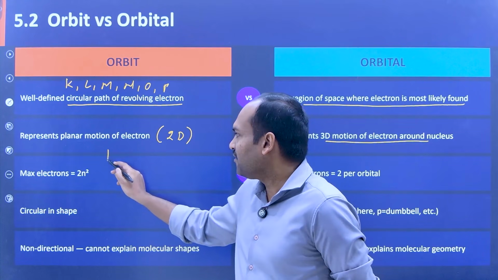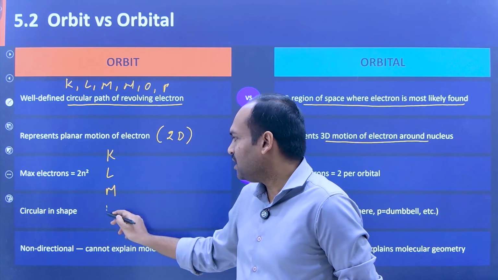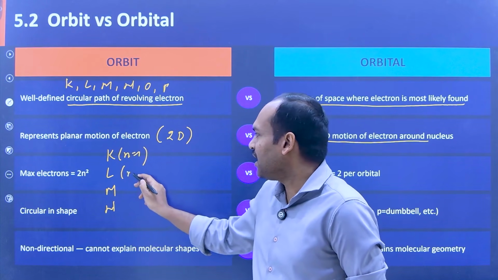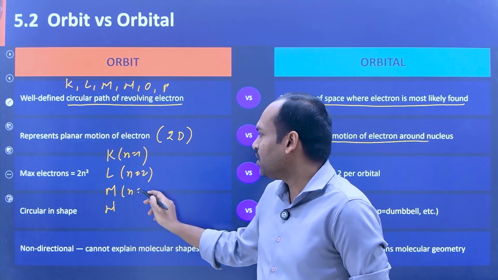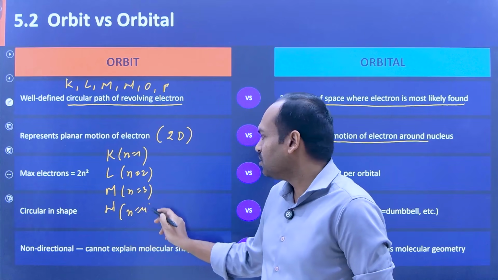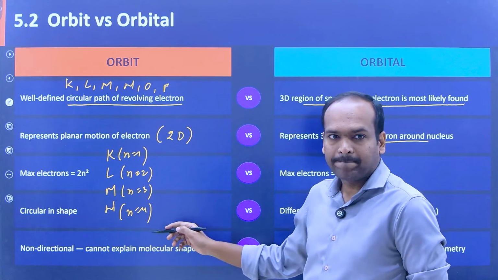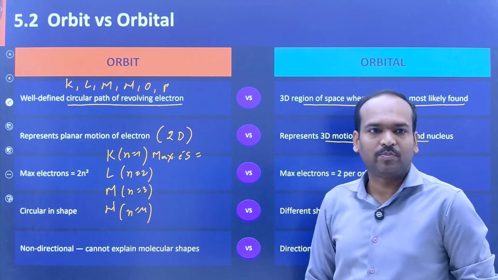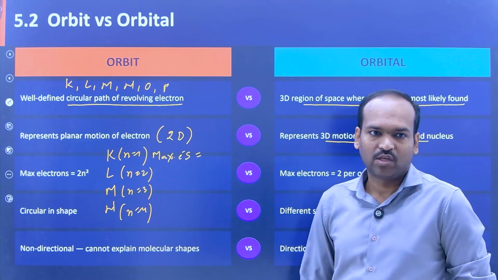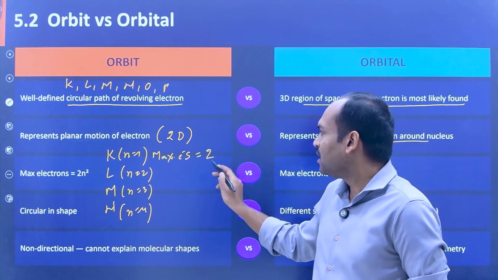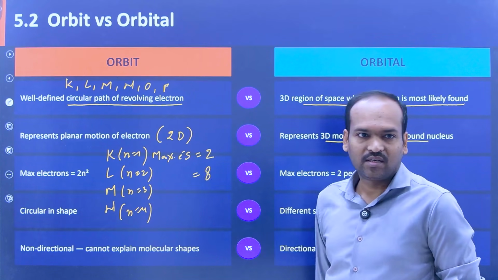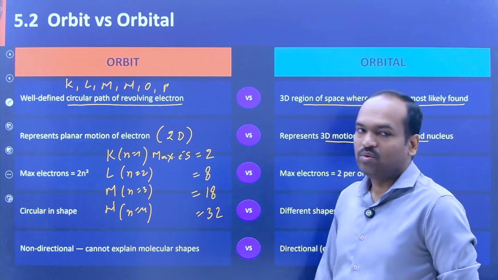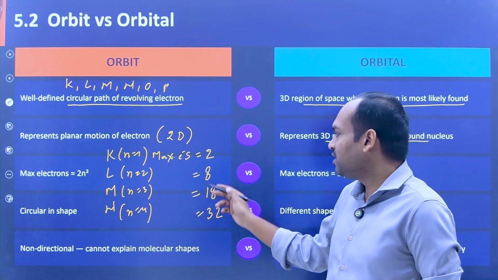So if I say we have K shell, L shell, M shell, N shell: K shell means n equals 1, L shell n equals 2, M shell n equals 3, and N shell n equals 4. Maximum electrons for K shell: 2n square, n is 1, so 2. Then maximum electrons in L shell is 8, M shell 2n square is 18, N shell 32. So with this formula you can calculate.